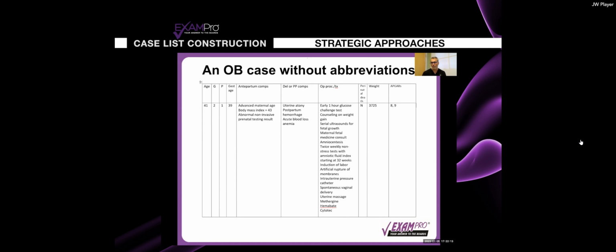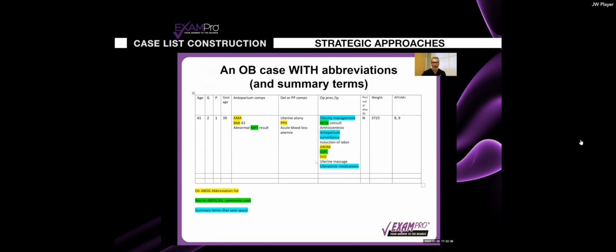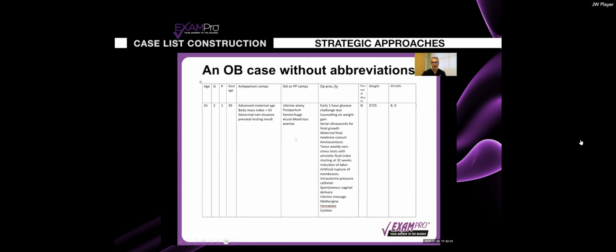This is an OB case with no abbreviations. And this is a fairly wordy case because of the way it's been entered. I'm going to show you the same case right here. Okay, so let me go back one slide. Again, it's an OB case. The case is a patient who has some complications: advanced maternal age, obesity, an abnormal NIPT. The patient had management for these different complications, which is listed in great detail in the procedures and treatment column. She also had a postpartum complication, postpartum hemorrhage, and the management of that is listed as well.